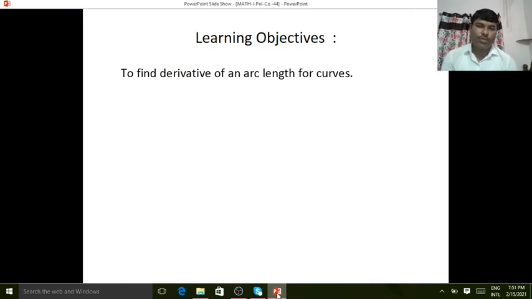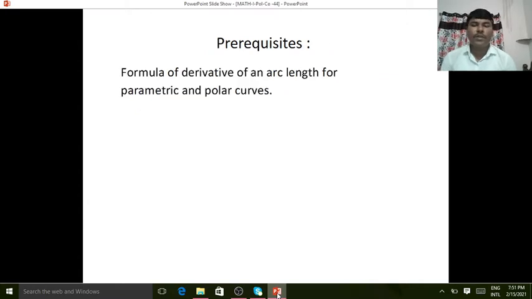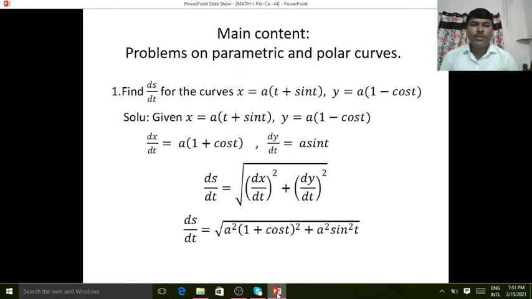Learning objectives: to find derivative of an arc length for curves, and the session outcome is derivative of the arc length for parametric and polar curves. Prerequisites is formula for derivative of an arc length for parametric and polar curves. So these are the problems on parametric and polar curves.